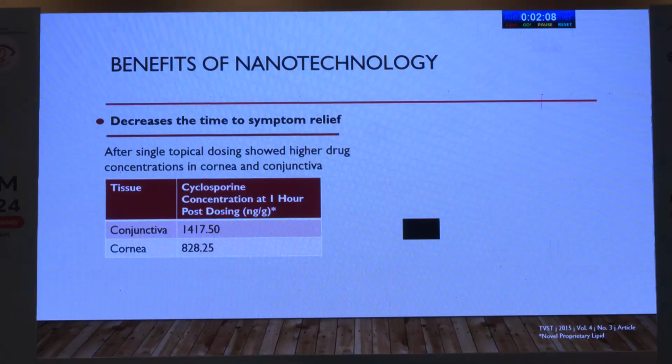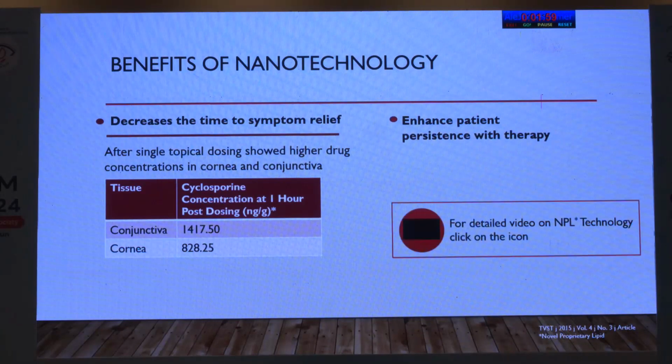So what are the benefits of the nanotechnology? It decreases the time to symptom relief. After single topical dosing, it showed higher drug concentration in the cornea and conjunctiva. It has enhanced patient persistence with therapy. And I'm just going to show a short video of what this nanotechnology is.